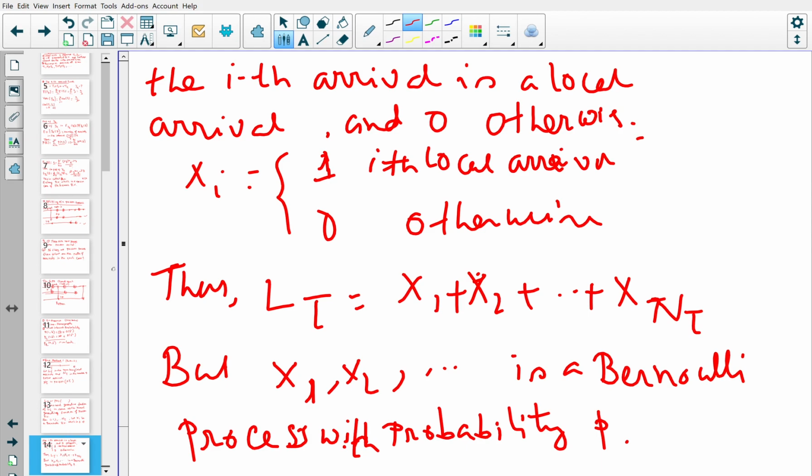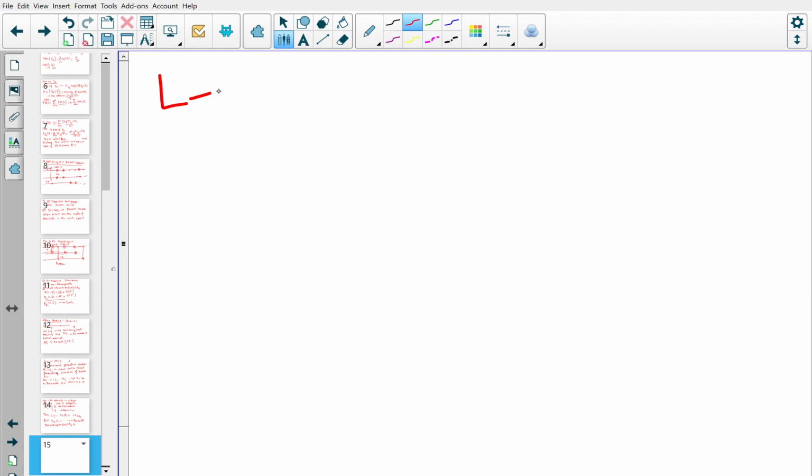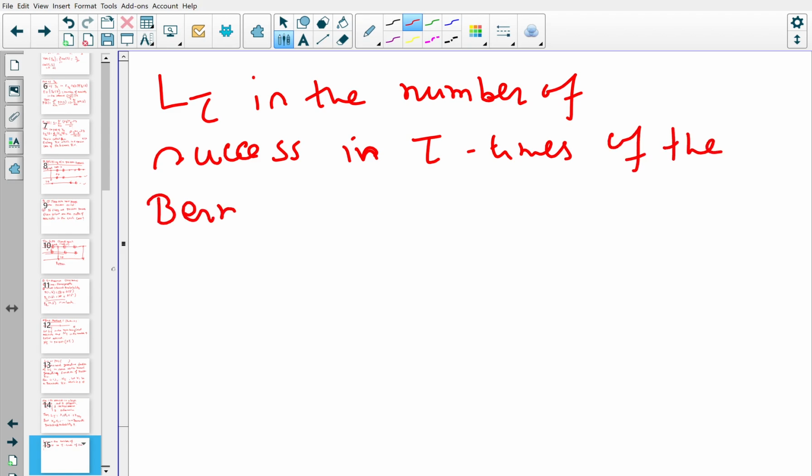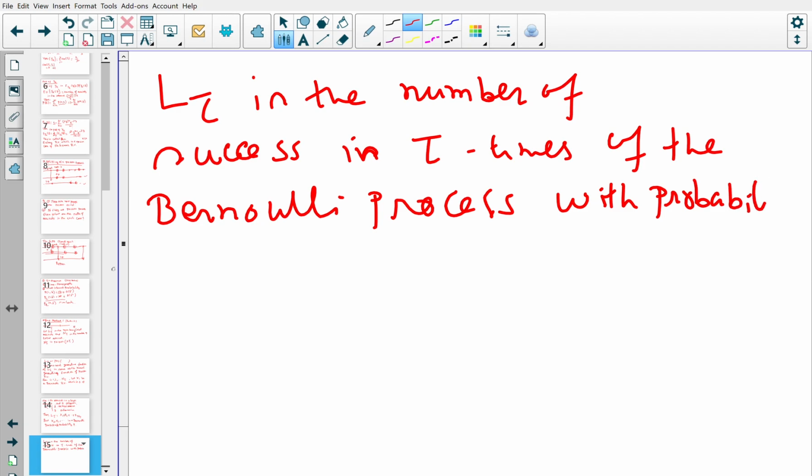Okay, so what does that mean? That means L tau is the number of successes, which is the arrivals there, in N tau times of the Bernoulli process with probability P. Clear?